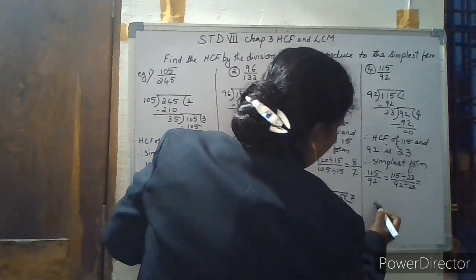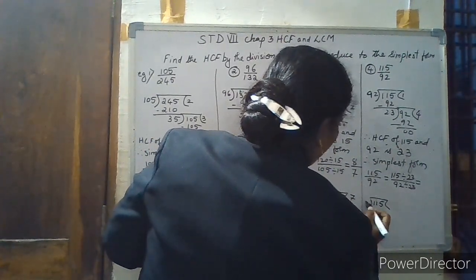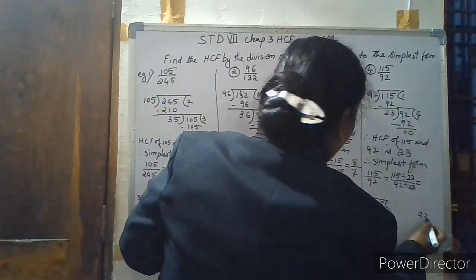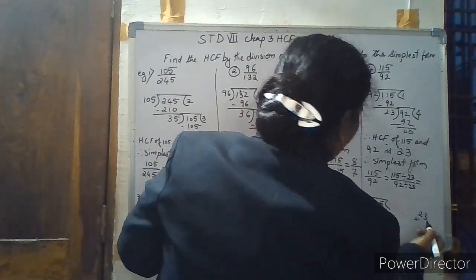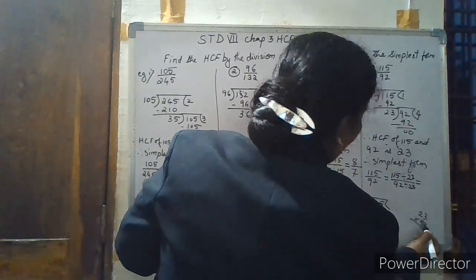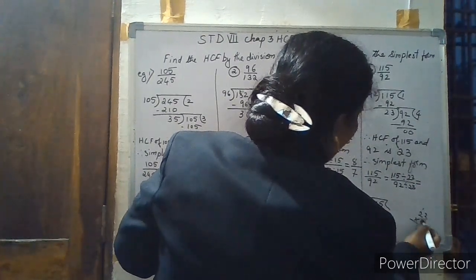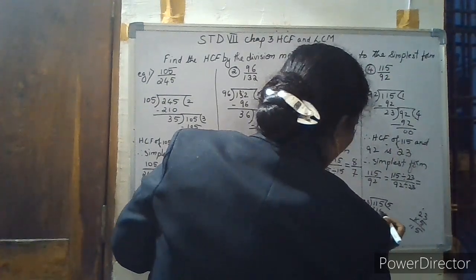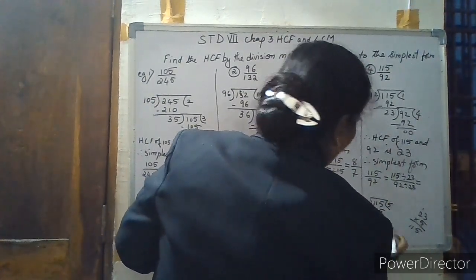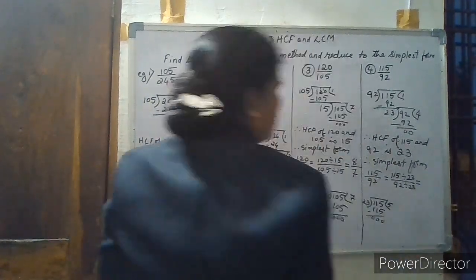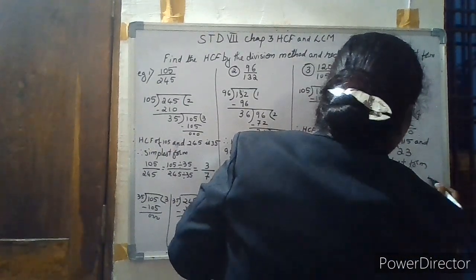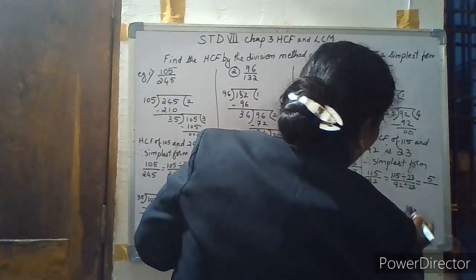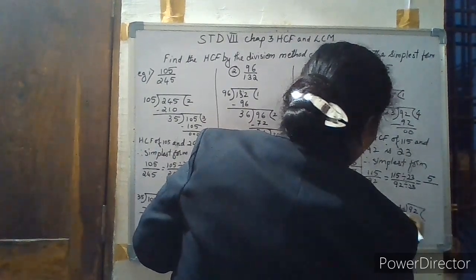Now let us do the division. 115 divided by 23. 23 into 5, let us see. 5 threes are 15, carry 1, 5 twos are 10, 11. So 5 times 23 is 115, minus, 0 0 0. Therefore we got the simplest form here, it is 5 by. Now 92 you divide by 23.